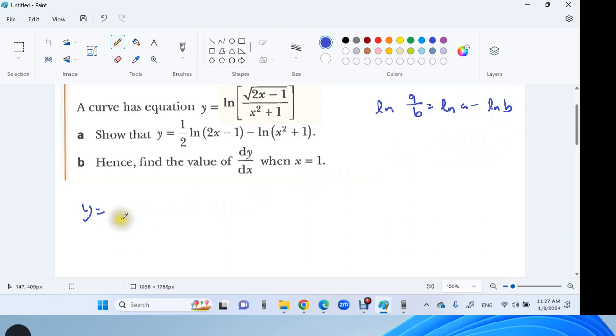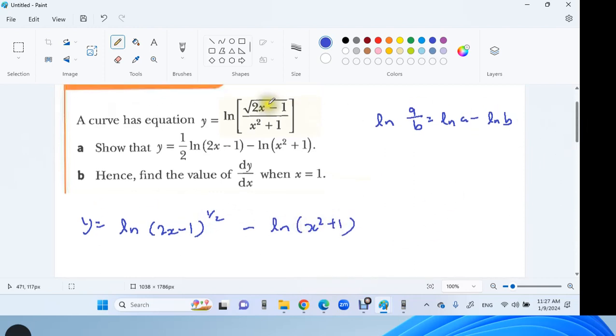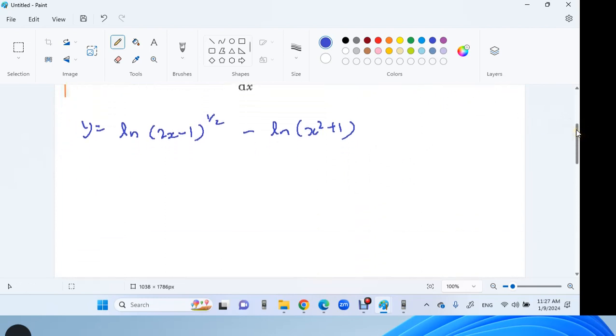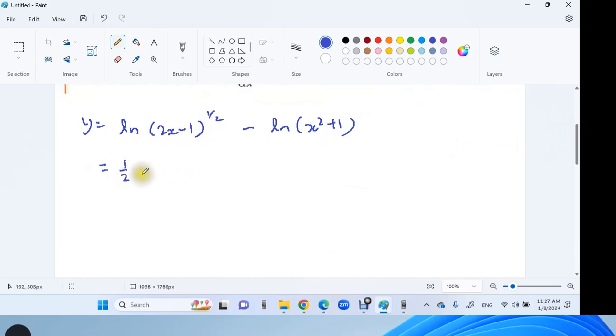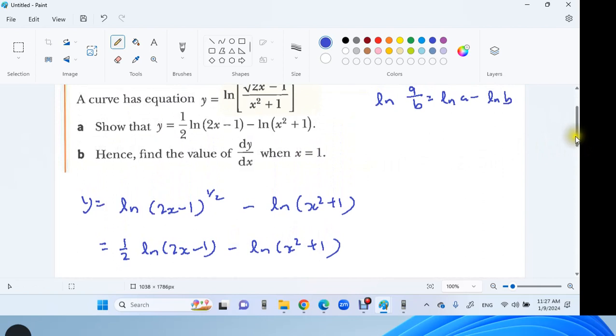So this one will become ln (2x minus 1) to the power half minus ln (x squared plus 1). Okay, so ln the one up, minus ln the one down. So this will become half ln (2x minus 1) minus ln (x squared plus 1). After we simplify, then only we find the dy/dx, since they want us to show this first.